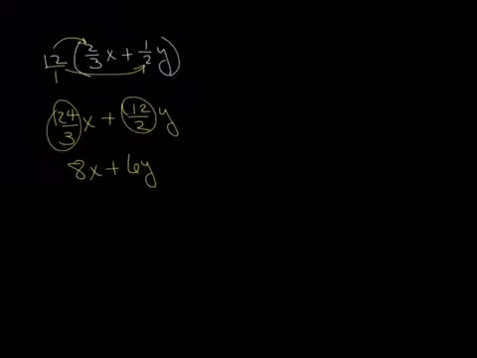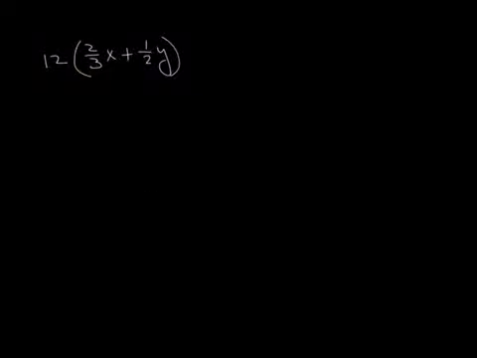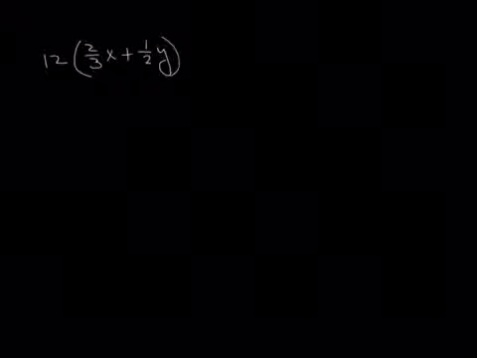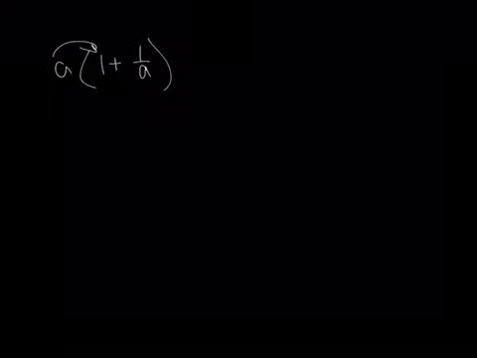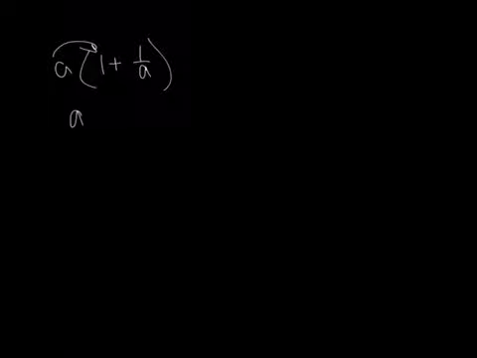Let's look back at C. Sometimes when they start throwing in all these letters, it can make it a little bit confusing. So we have A times 1 plus 1 over A. Okay, so A times 1. Anytime you multiply a letter or a number times 1, it's itself. It doesn't change. So A times 1 is just A.